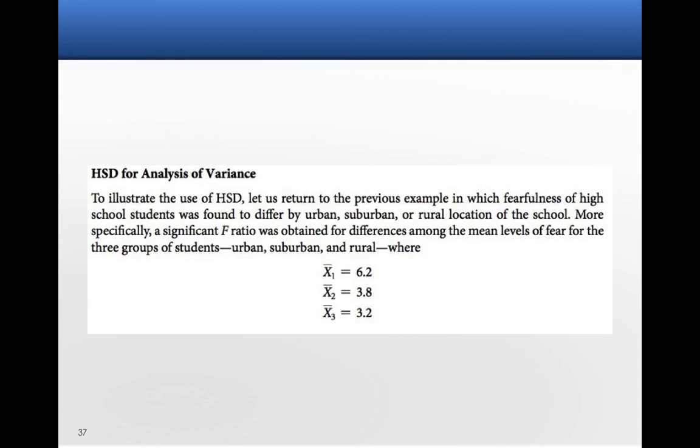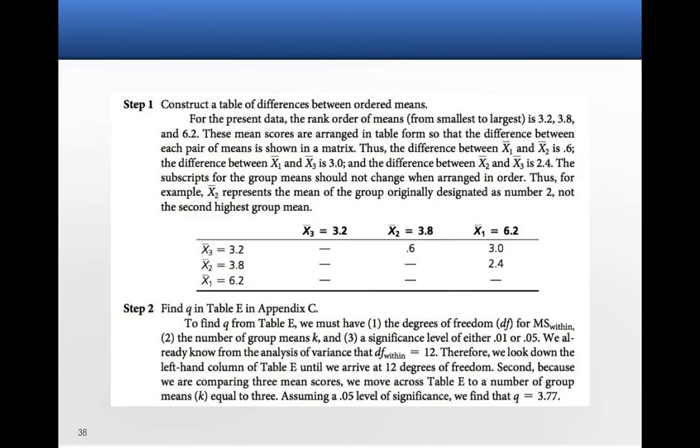So let's look at an example of this, okay? We get this fearlessness of high school students, right? We find that this is different based on whether or not a student's in an urban, suburban, or rural location. But how do we know which one matters? So we have our X bar for each group. So for group 1, it's 6.2. For group 2, it's 3.8. And for group 3, it's 3.2. So we want to now construct a table of differences between ordered means.